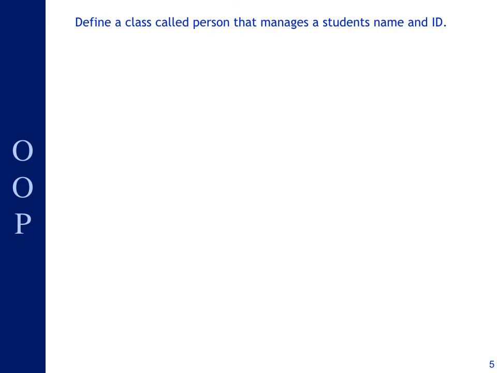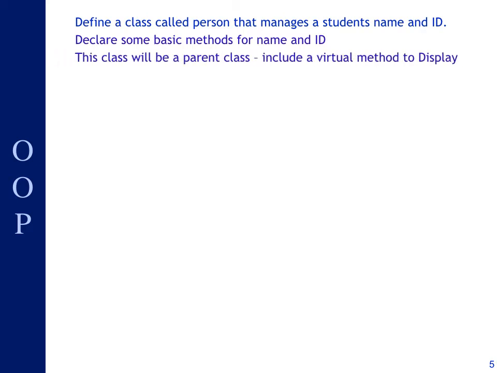So let's do some exercise here to practice creation of classes. We want to define a class called person that manages a student name and ID. So we're going to include some basic methods for accessing the name and the IDs, set initial value, get and set, things like that. The class will be a parent class, and we're going to include a virtual method display. So this is going to be a parent, as well as we're going to design it to be able to do virtual methods.